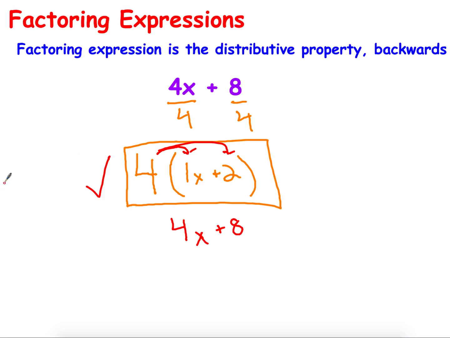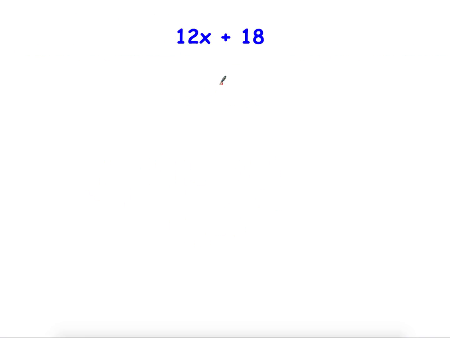So it's just doing the distributive property backwards. Instead of multiplying, we're dividing by the greatest common factor, and we get to pick that common factor. So here's an example, same thing. Pause it real quick. Try it.